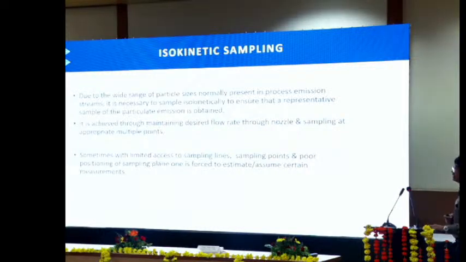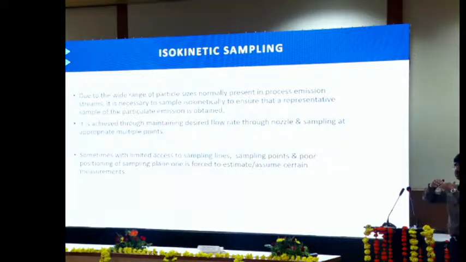It is necessary to sample isokinetically to ensure that a representative sample of the particulate emission is obtained. Second, it is achieved through maintaining the desired flow rate through the nozzle and sampling at appropriate multiple points. Sometimes, with limited access to sampling lines, sampling points and poor positioning of the sampling plane, one is forced to assume certain measurements. Now I show you the earlier slides.